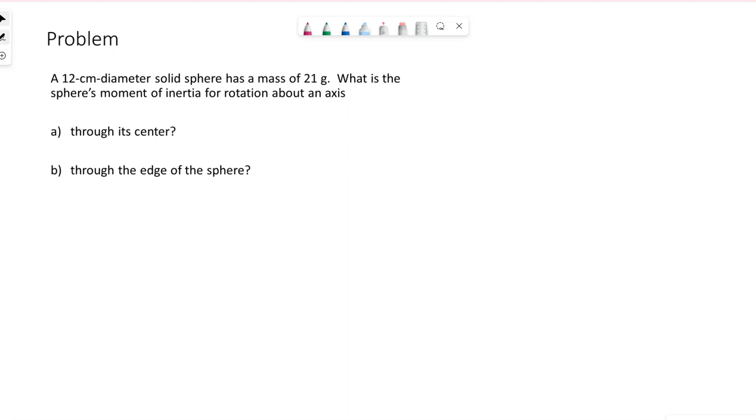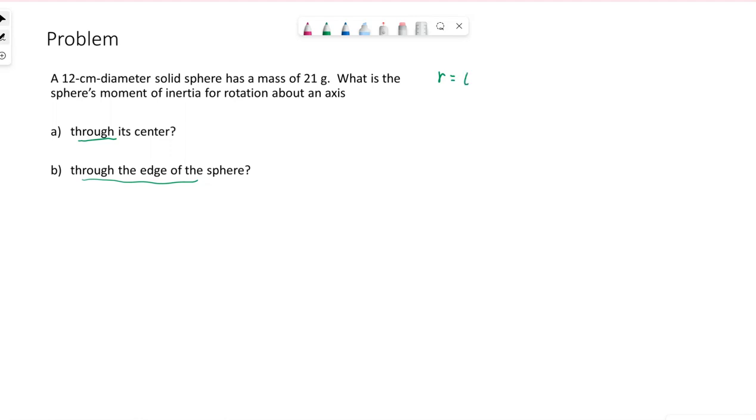All right, here's a problem asking us to calculate the moment of inertia of a solid sphere. So we have our 12 centimeter diameter solid sphere with a mass of 21 grams. We want the sphere's moment of inertia for rotation about an axis. So two different axes. First, we want the axis to be through the center. Second, through the edge.